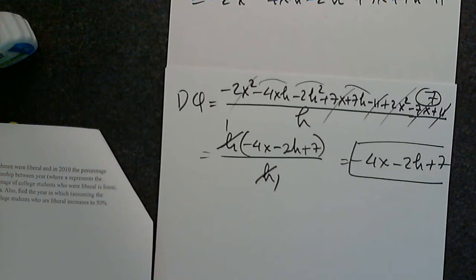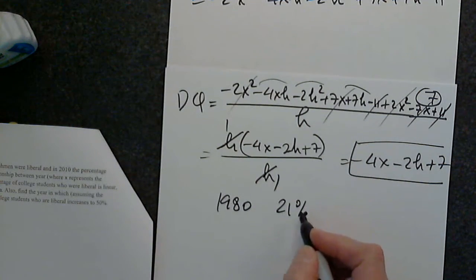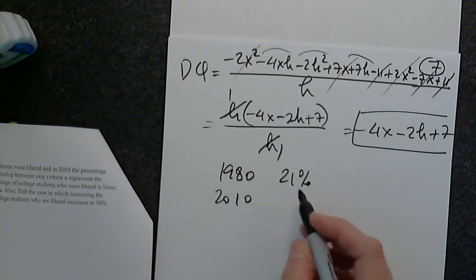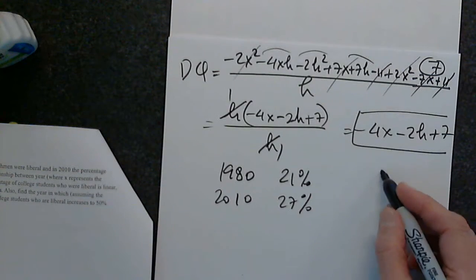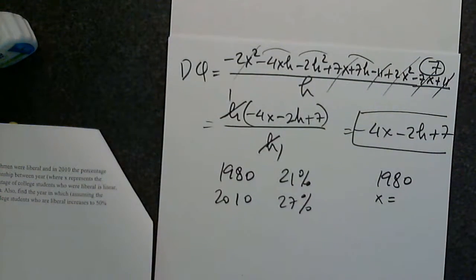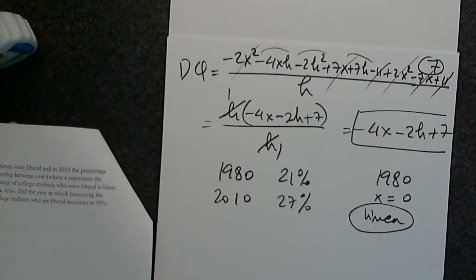Okay, so in 1980, 21%. In 2010, 27%. Assuming the relationship, x represents number of years after 1980. So what does 1980 represent? Very good. And the percentage of college students who are liberal is linear. So a linear relationship. Find the relationship, and then find the year in which, assuming the model still holds, the percentage of college students who are liberal increases to 50%.